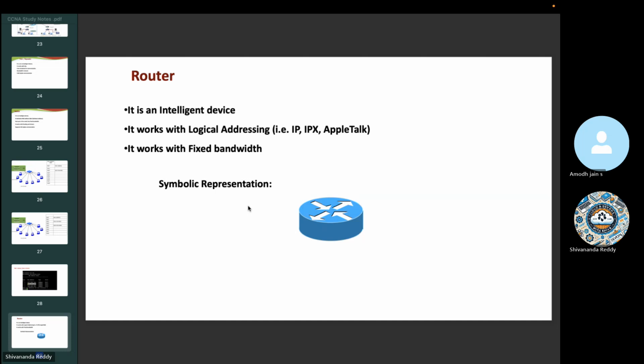Okay. Next, router. Router is an intelligent device. Remember, a router is a very intelligent device. It works with logical addressing, nothing but IP, IPX, AppleTalk, like this multiple parameters we call. It works with fixed bandwidth, like a symbolic representation. If you think of this as the router, you can see incoming also there, outgoing also there. But if you look at the switch, it's only outgoing, no incoming.